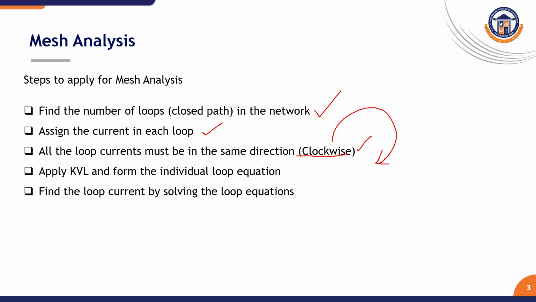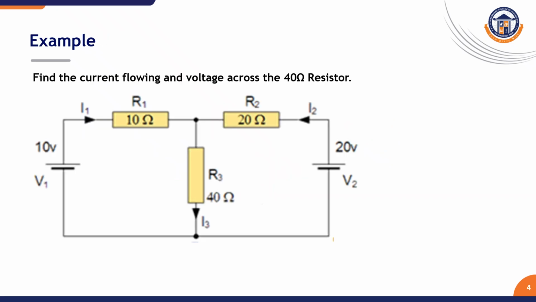Apply the KVL and form the individual loop equation. By solving the individual loop equations, you will get each loop current, right? So we will see with the help of a simple example.